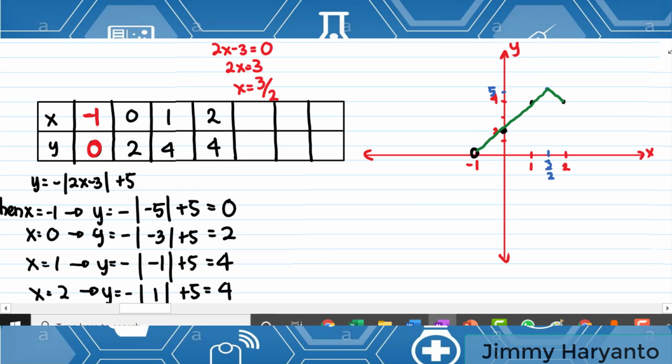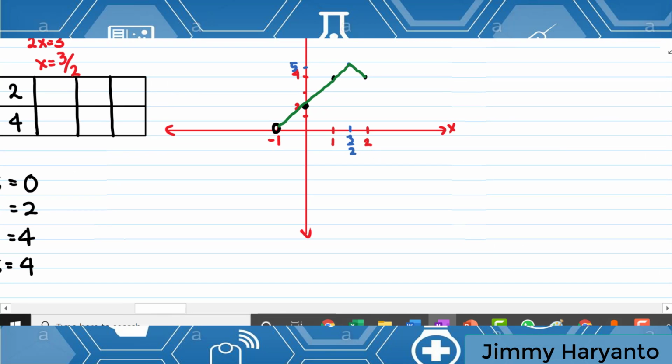Okay, the question wants us to find the range also, so we will find the range. Yeah, focus on y. The bottom part of the graph is y equals 0, and the upper part of the graph is 5. So the range will be between 0 and 5, so you write 0 less than y less than or equal to 5, because 0 is not included. Like that.